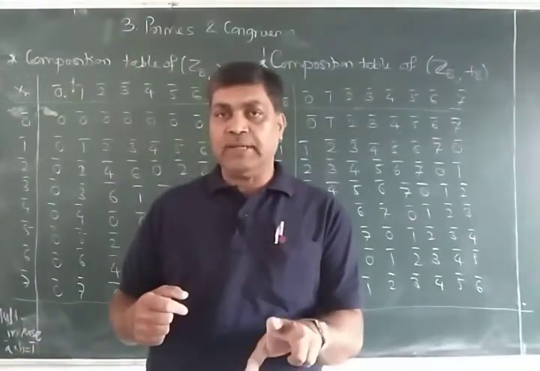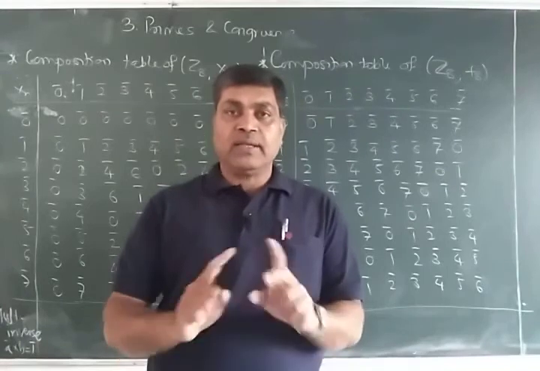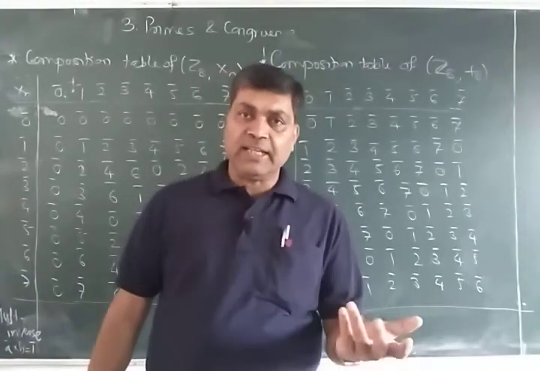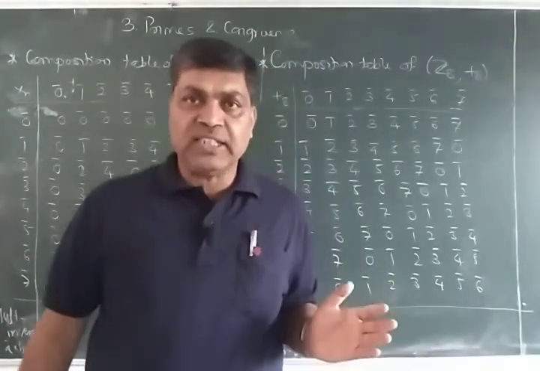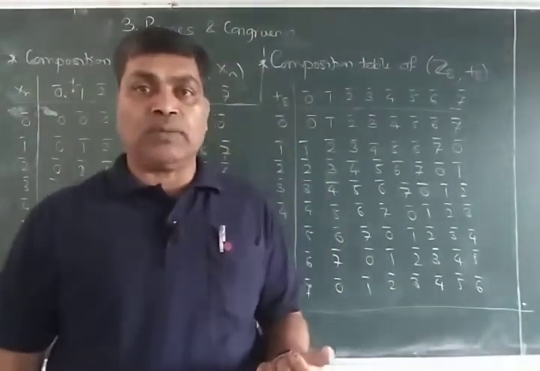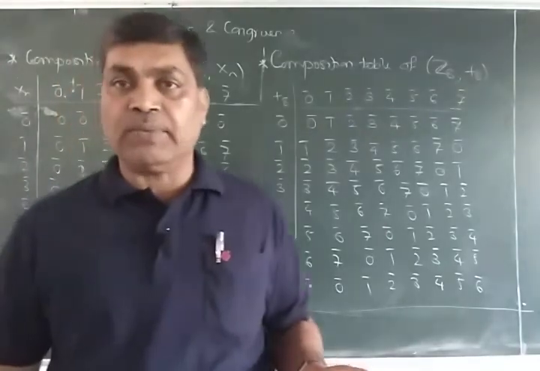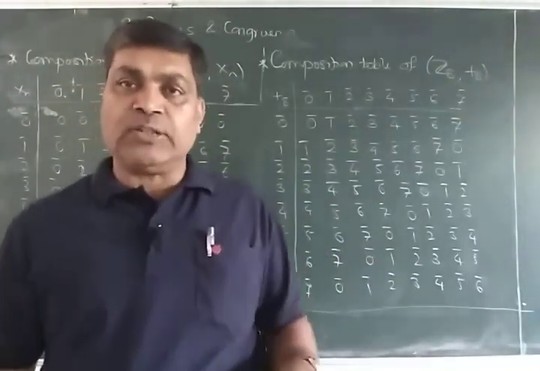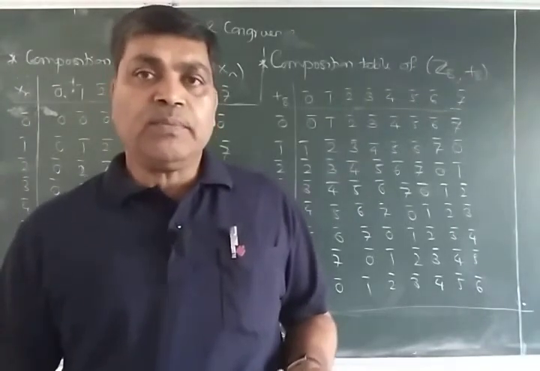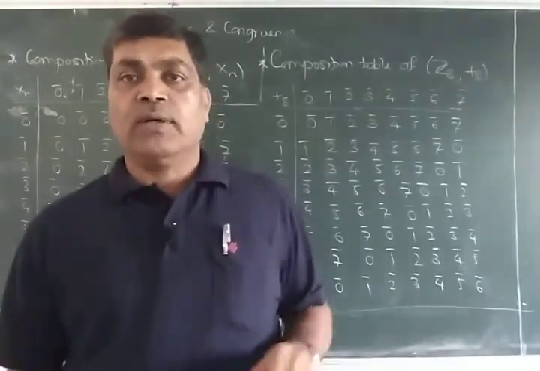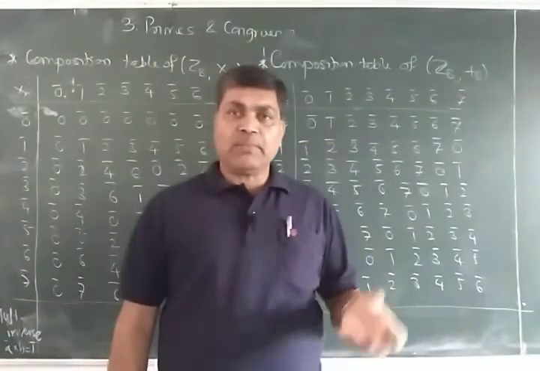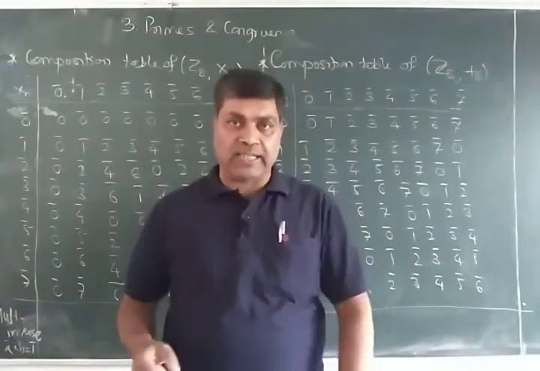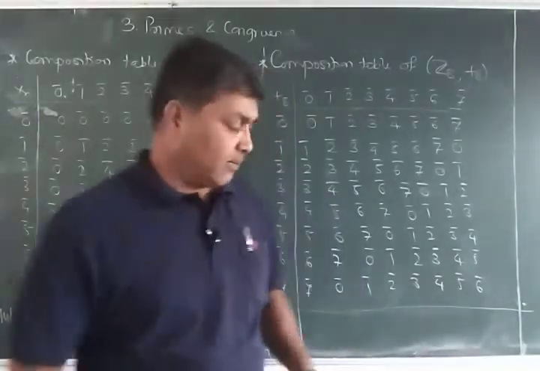Then two elements whose product is 1 bar are called multiplicative inverses of each other. If for a given a bar there doesn't exist any b bar such that a bar into b bar is 1 bar, then that a bar has no multiplicative inverse. Every element in Zn must have an additive inverse, but some elements in Zn may not have a multiplicative inverse. 1 bar belonging to Zn always has a multiplicative inverse, which is 1 bar itself. Okay.